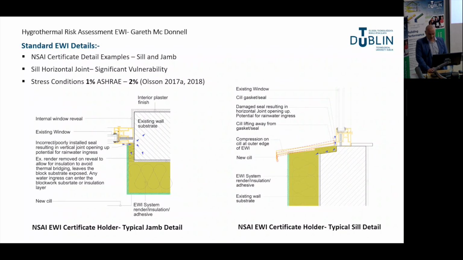The stressing conditions for rainwater ingress in the simulations are set at 1% and 2% of the amount of water hitting the surface entering the construction, representing a leak at the jamb and sill respectively. The 1% value is from the widely used ASHRAE standard, and the 2% value was taken from the significant physical study into rainwater ingress in external wall insulation from Sweden.